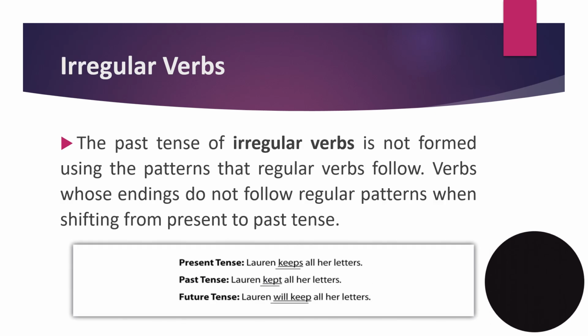Irregular verbs. Now, of course, the past tense of irregular verbs is not formed using the patterns that regular verbs follow. These are verbs whose endings do not follow regular patterns when shifting from present to past tense. Present tense: Lauren keeps all her letters. Of course, the past of keep is kept, and the future is will keep.